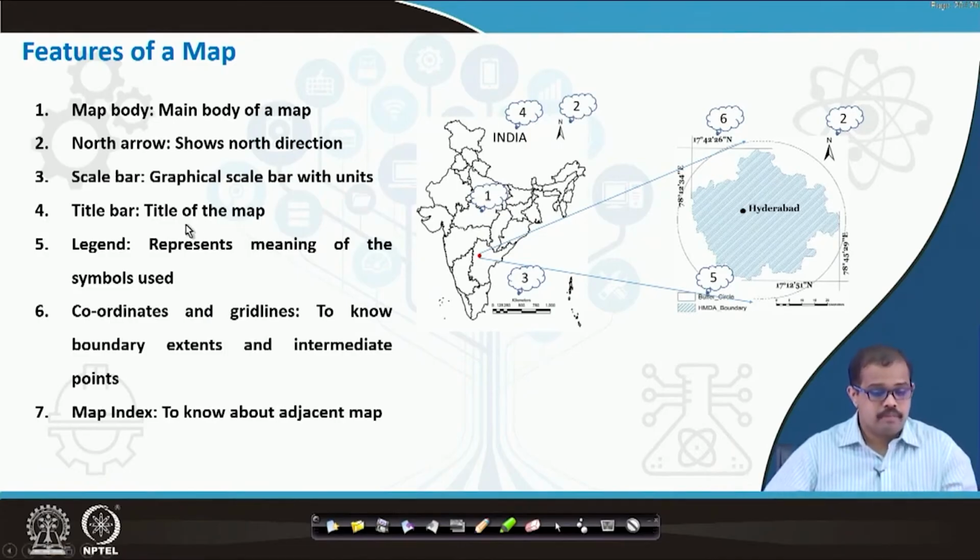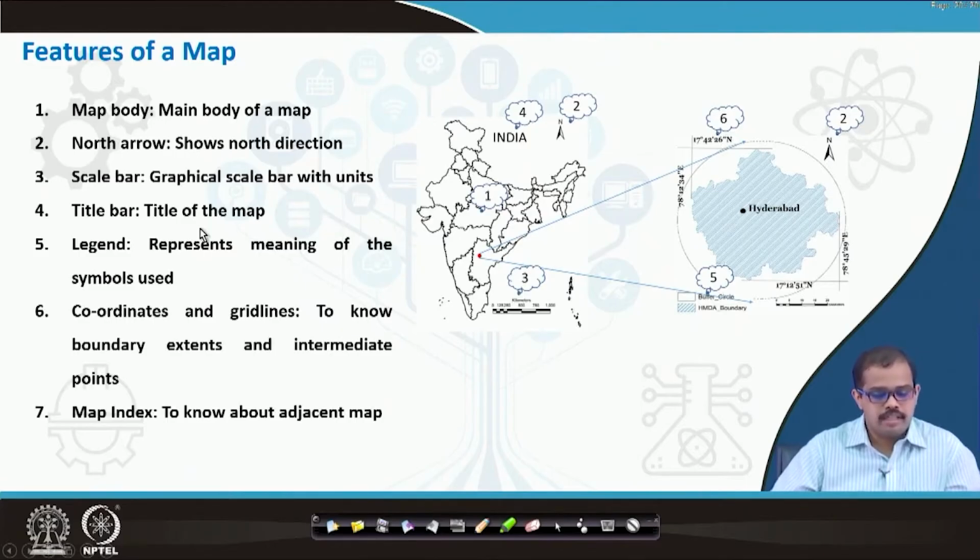Then the legend, representing the meanings of the symbols used. In case you have used certain symbols, for example, I have used a buffer for Hyderabad here, so I have put it as a circle. Then this particular boundary is nothing but the HMDA boundary, Hyderabad Metropolitan Development Authority. I have represented this boundary also, so that people understand why this particular shape has been considered for Hyderabad.